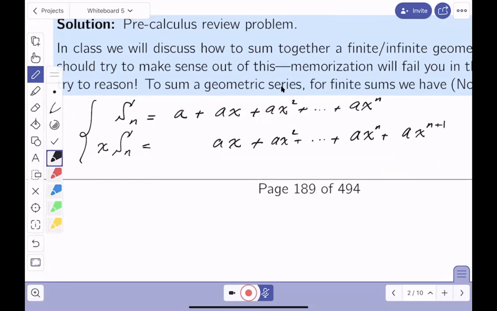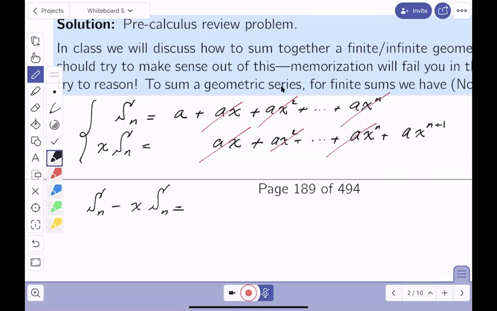Then what do they do? They subtract. All right. So how would they subtract? The easiest way possible. So I'm going to write down Sn minus x Sn is equal. Well, what's nice about the subtraction is a tremendous number of terms will disappear.